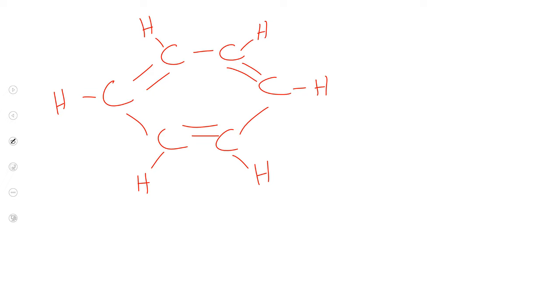This is a molecule called benzene. Don't worry too much about why there are double bonds here and there. The main thing is looking at the number of carbons and the number of hydrogens. What do we get of each? How many carbons? Six. And how many hydrogens? Six. So the molecular formula here would be C6H6.